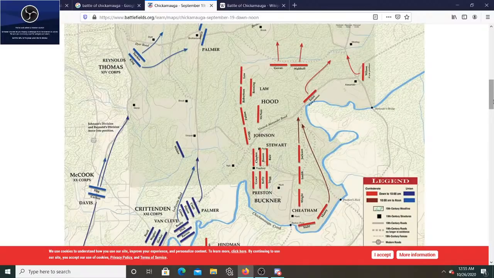The book's like $80, man. But it gives you the battle piece by piece, step by step. Excellent book, but God, that's a bear of a battle, man. Oh, yeah, Dave Powell. Dave Powell wrote Maps of Chickamauga. He just finished, a few years ago, a trilogy on Chickamauga. A three-volume set on this battle. And that's how big this one is.